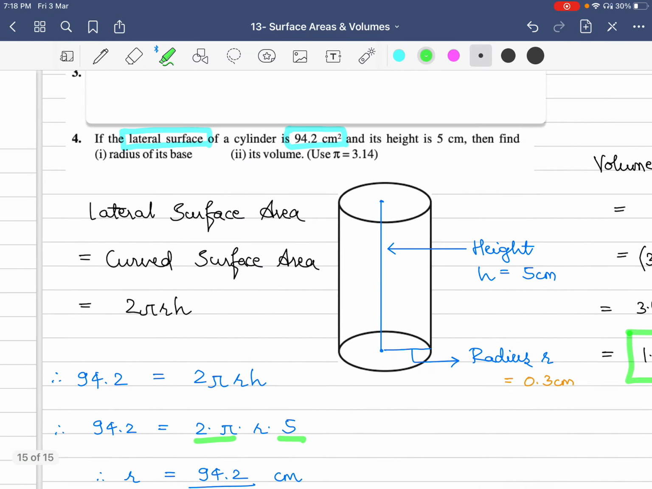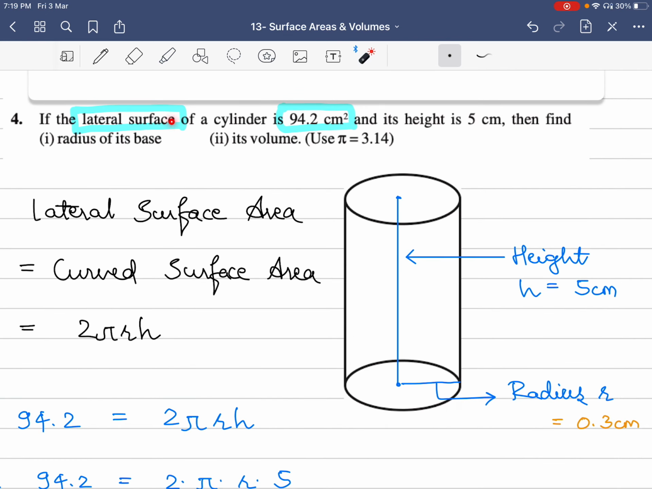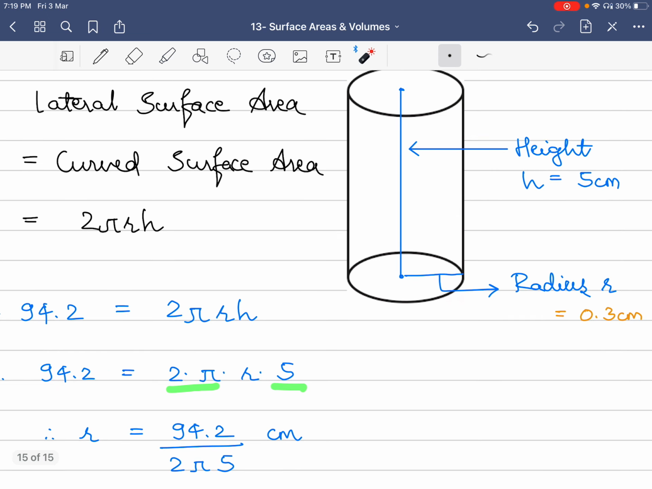So thus, once again, we have solved this problem. The radius of its base was not given to us in a straightforward manner. So we had to use the lateral surface area, which is curved surface area. This formula to calculate the radius of the cylinder, and then eventually we knew the radius, we knew the height, and we calculated the volume of the cylinder. So that's it. Quite simple and straightforward problems. You have to be a little bit patient because the calculations can be tricky. They involve decimal numbers and all, but eventually the problem is quite simple and straightforward. That's it.